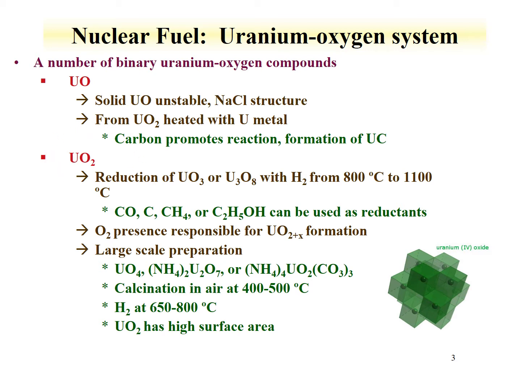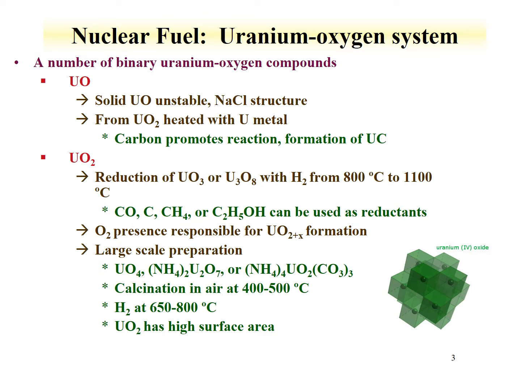This can be formed by the reduction of a number of oxides, as shown here. Hydrogen can be used as a reductant. In our lab, we use 5% hydrogen in argon as a common route for producing UO2. These other compounds can also be used as reductants.